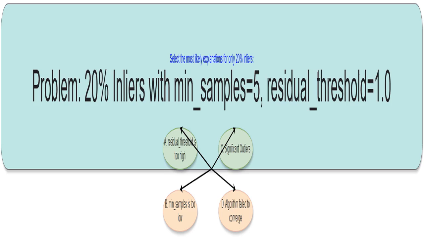The problem presents a situation where only 20% of the data points are classified as inliers after fitting a linear model using RANSACRegressor. I've set min_samples to 5, meaning a model is fitted using at least 5 data points, and residual_threshold to 1.0. Data points more than 1 unit away from the fitted model are considered outliers. This low inlier percentage is the puzzle we need to solve.